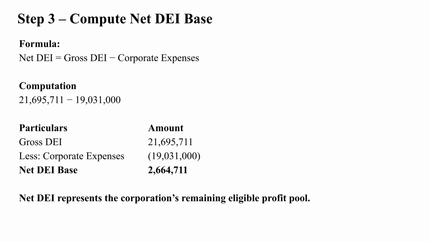Now we subtract corporate expenses. Why? Because FDII applies to profit, not revenue. The IRS requires corporations to consider the expenses incurred in generating income. After subtracting operating expenses, our net DEI base equals approximately $2.665 million. This represents the corporation's remaining eligible profit pool.